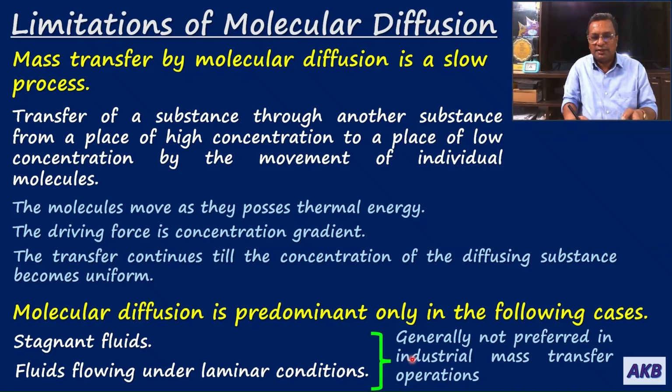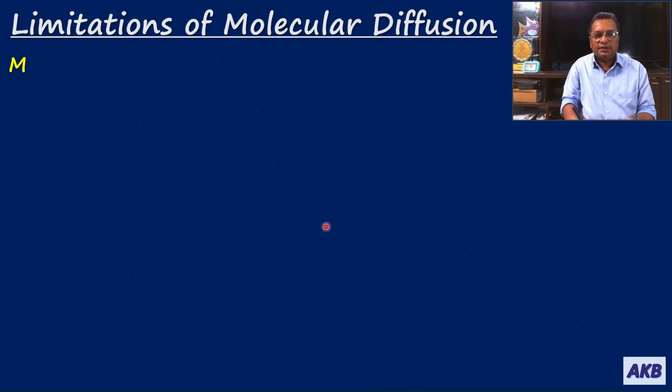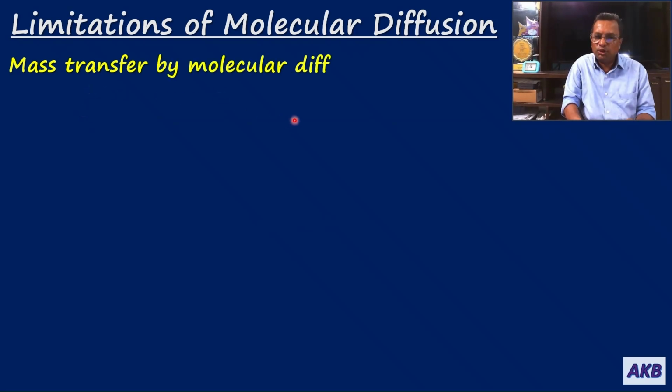What is required? We need fluids that are flowing under turbulent conditions. We need turbulent conditions in fluids. So this will always give high mass transfer rates. Mass transfer will be rapid. But this is not possible with mass transfer by molecular diffusion, and that is the second limitation. Let us move ahead.